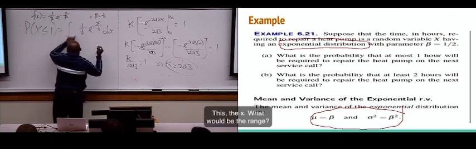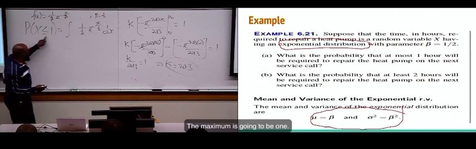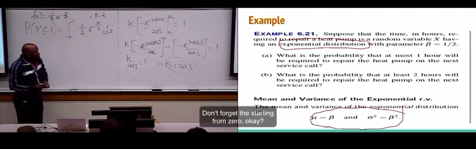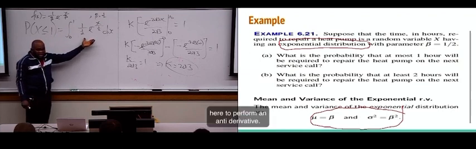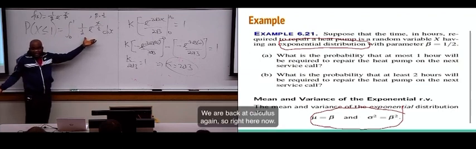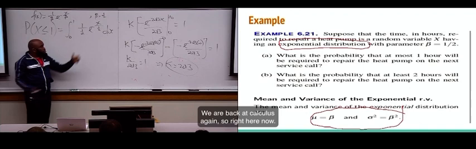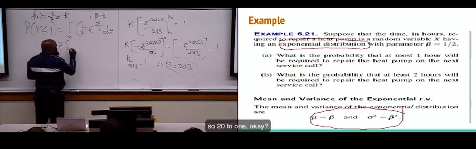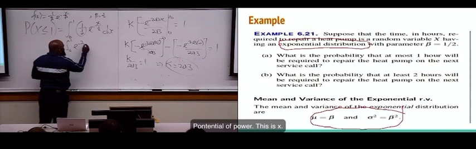What would be the range? The maximum is going to be 1, and don't forget it's starting from 0. All I'm going to do here is perform an antiderivative. We are back at calculus again. So this is going to be 2, integral from 0 to 1, exponential raised to power negative x over 2, dx.